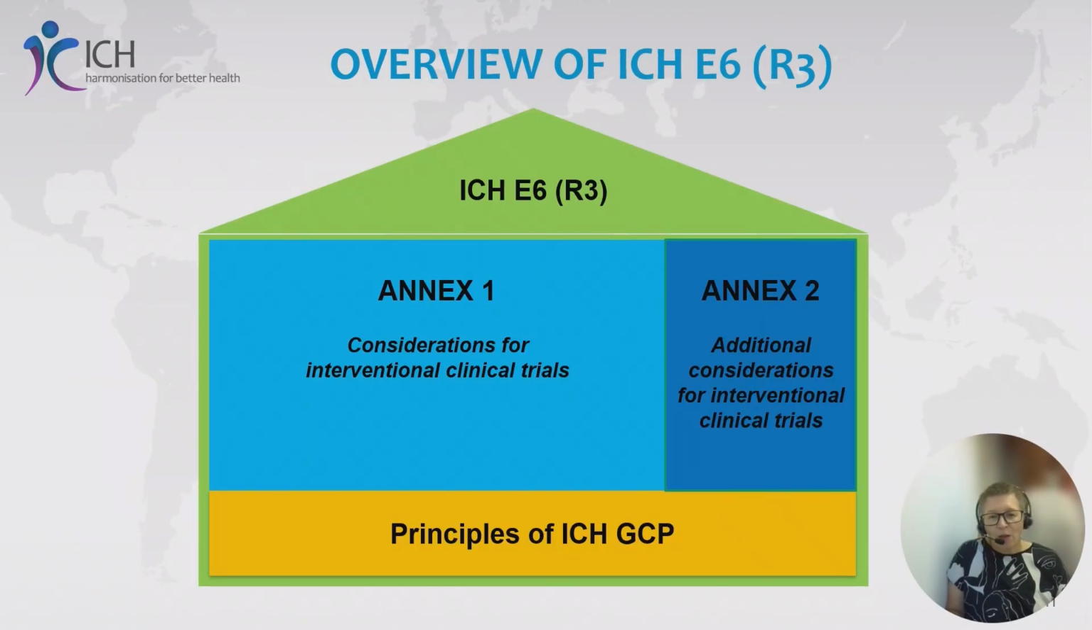So let's just have a look at the overview of E6R3. So you'll notice that we have the principles, as they always were there before. However, you'll see that we've moved from 13 principles to 11, and we've really given some additional detail in and above that high level principle. So really what does that principle mean? And then you see that we've got annexes. So Annex 1, considerations for interventional clinical trials.